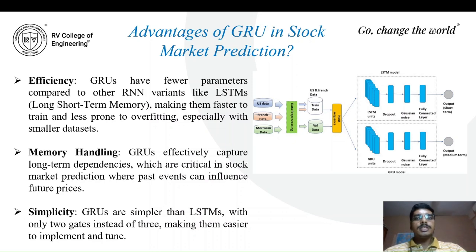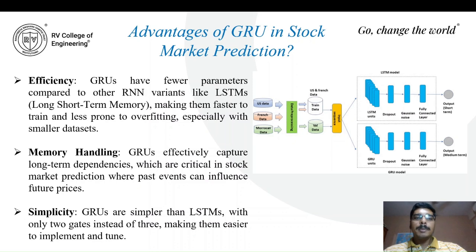The advantages of the GRU in stock market prediction. GRU is very efficient. GRUs have fewer parameters compared to other RNN variants like LSTMs, which makes them faster to train and less prone to overfitting, especially with smaller datasets.